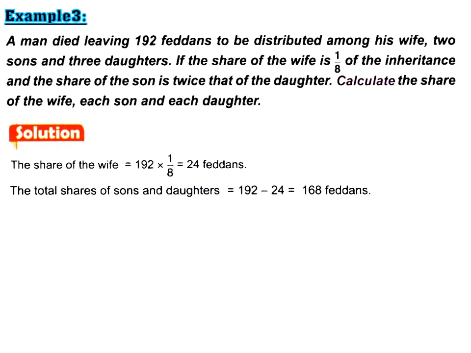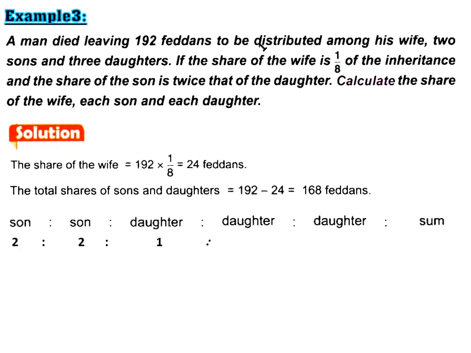So I will put the ratio between two sons and three daughters. I will write son to son because I have two sons, the first and the second, and I have three daughters, the first, the second and the third. I know the share of the son equals twice the daughter. So the son will take two parts. I will put two under the first son and two under the second son, and each daughter will take one part.